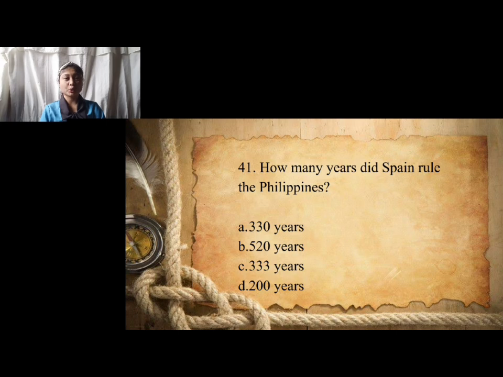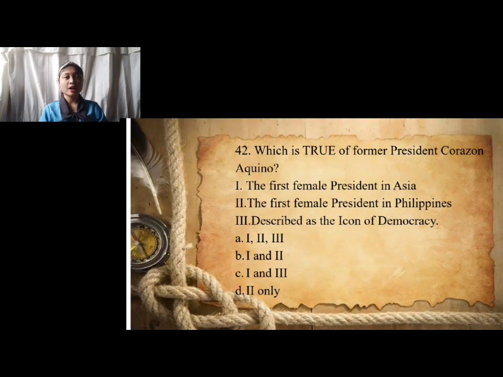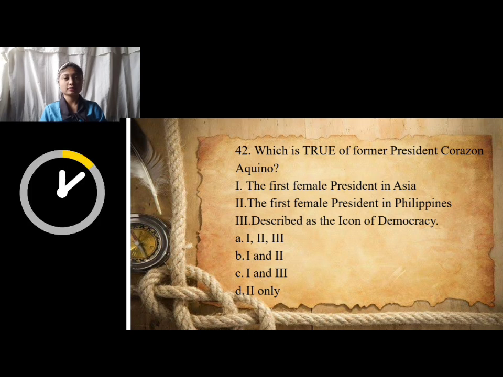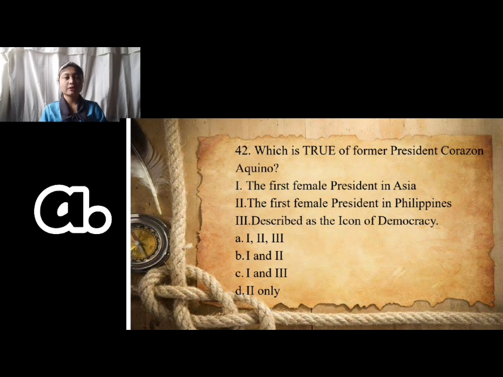Question number 42. Which is true of the former President Corazon Aquino? So the correct answer is letter A. Corazon Aquino's accession to the presidency marked the end of authoritarian rule in the Philippines. Aquino is the first female president of the Philippines and is still the only president of the Philippines to have never held any prior political position. Aquino is regarded as the first female president in Asia.